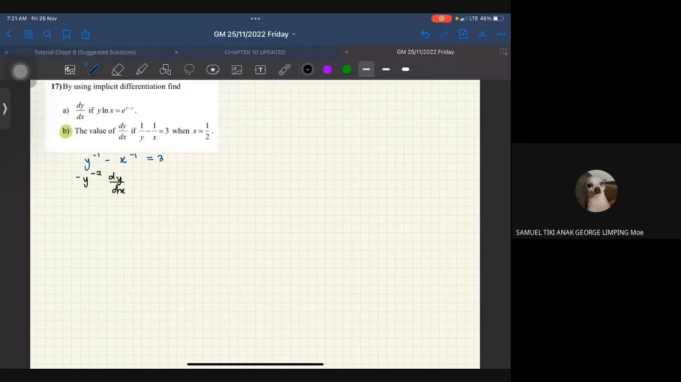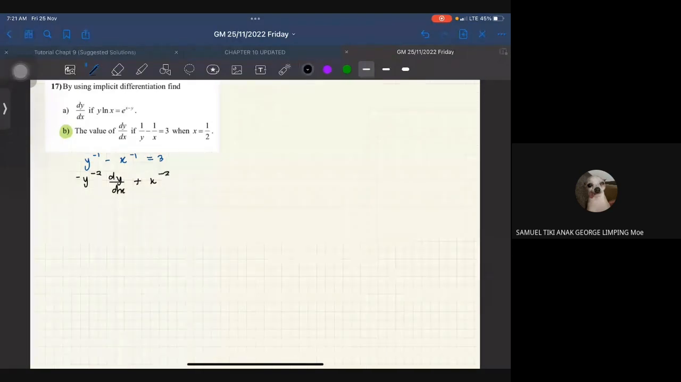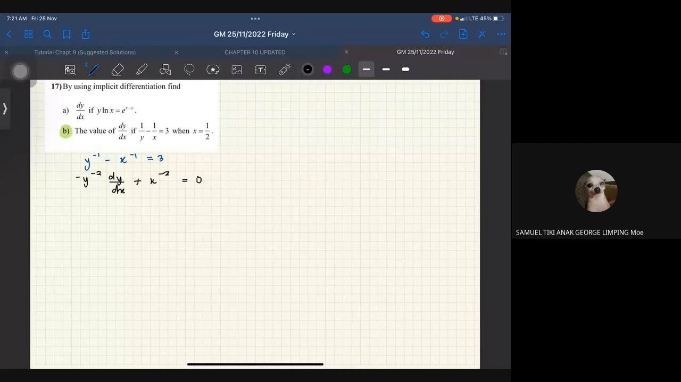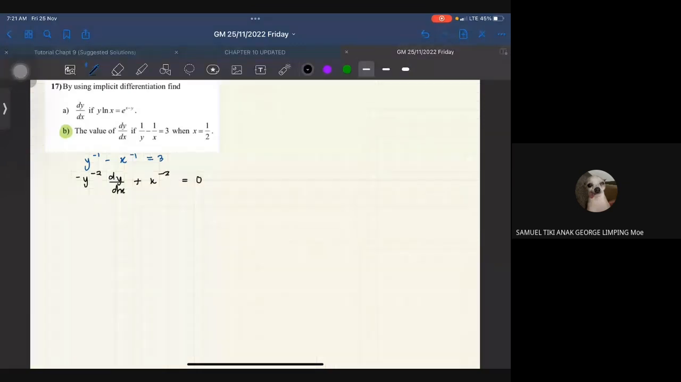Just like that. Okay. And then sekarang saya nak differentiate yang ini pula. So we bring this power in front, so saya dapat positif dekat situ. And then salin balik x. So power sekarang dah tolak 1, jadi negatif 2. So equals to 3. 3 pun kena differentiate juga. Jangan tertinggal. So dapatlah 0. Okay. So sekarang kita nak dy/dx sahaja.